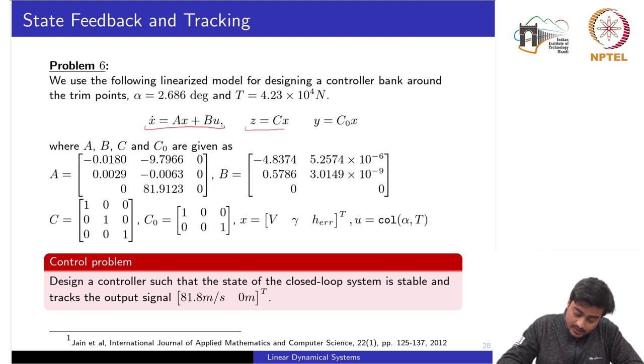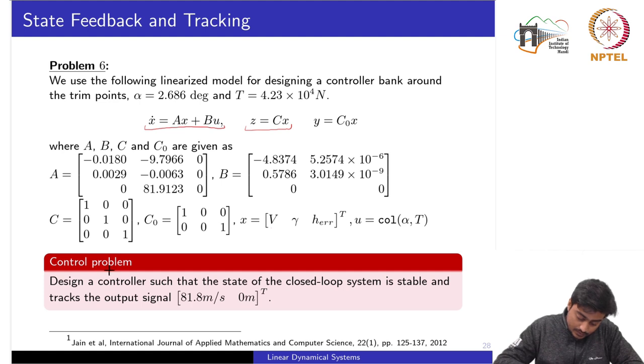The second one we are using, we are expressing z equal to C times x, where C is taken as identity, so meaning to say z would be equal to x. We have taken y equal to C naught x because we want to control only two of the outputs. If we see C naught, then among the x, which is taken as the velocity, the angle of the flight path, and the h error, we only want to track the velocity and the h error. Okay, by using the control inputs, the angle of attack and the thrust.